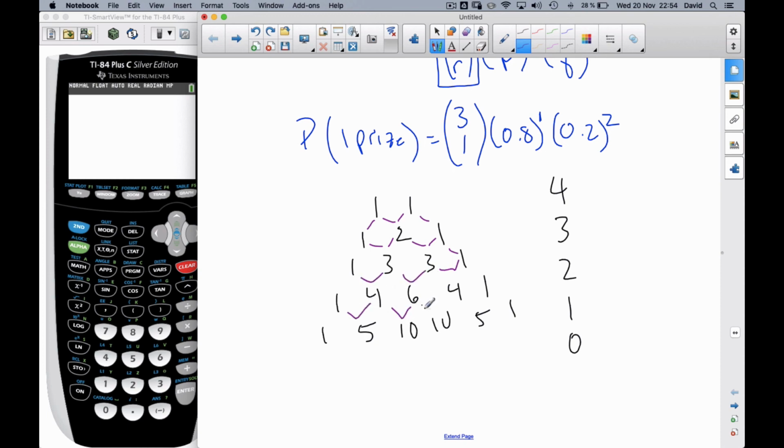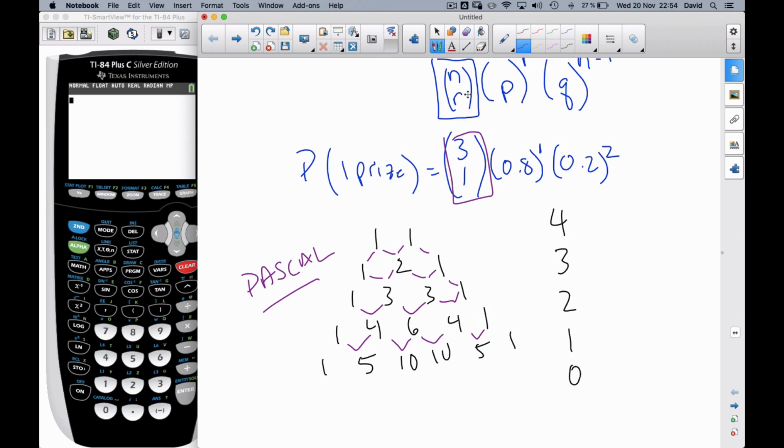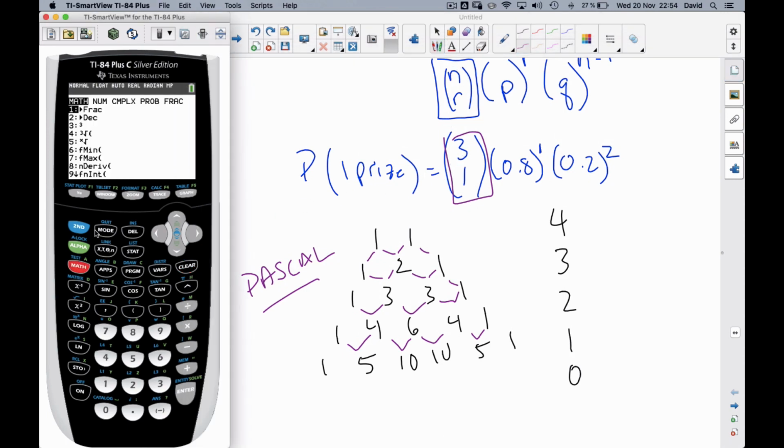They all add up. And this is a famous triangle. It is called Pascal's triangle. And this triangle enables us to calculate this value. And so when you put in your calculator this value, if you want to find it, you go math all the way to probability. You're going to do this one here and number 3.